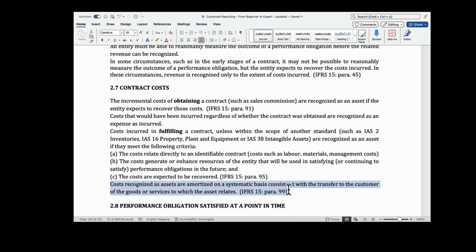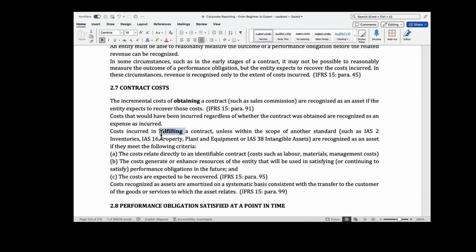You can be amortizing it based on the manner in which your customer is paying you. So the cost of obtaining a contract, you can either capitalize or expense that. And cost of fulfilling a contract are usually capitalized. Then you amortize them on a systematic basis, consistent with the way you are transferring the goods or services to the customer, or how you're expecting to collect your money back from the customer.